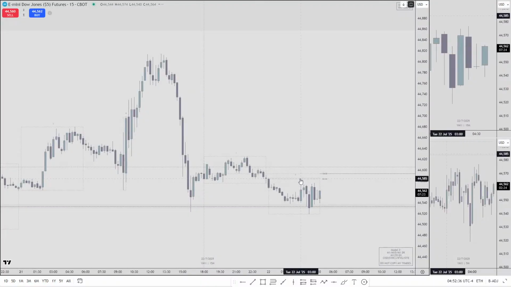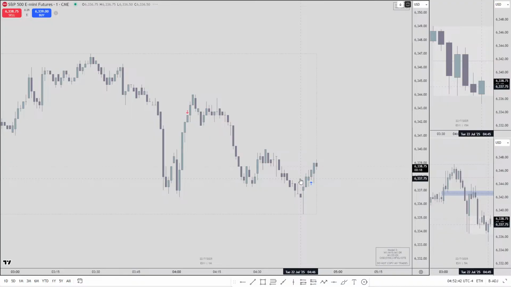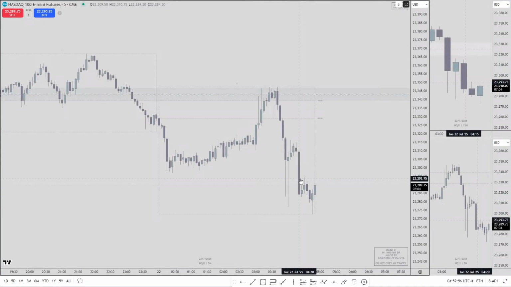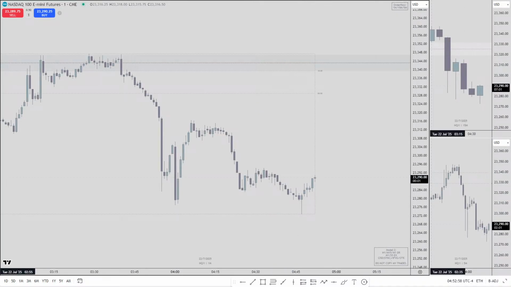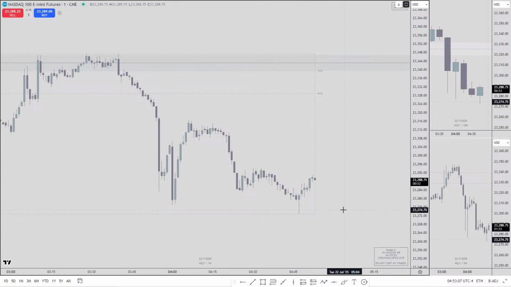Let's take a look at S&P. 1 minute. Nothing much. What about NASDAQ? 1 minute. Nothing much as well. Okay. Bias on DXY would be bearish because I'm bullish on Euro.